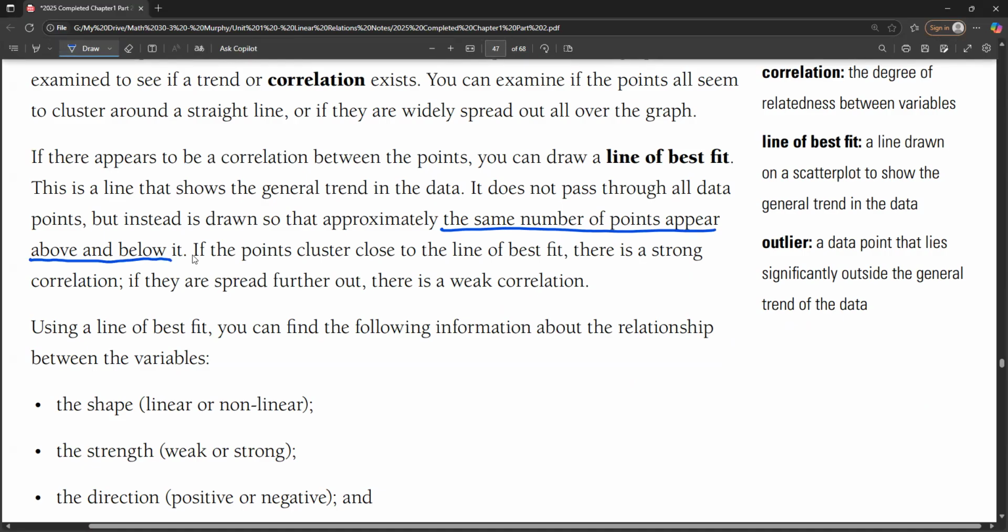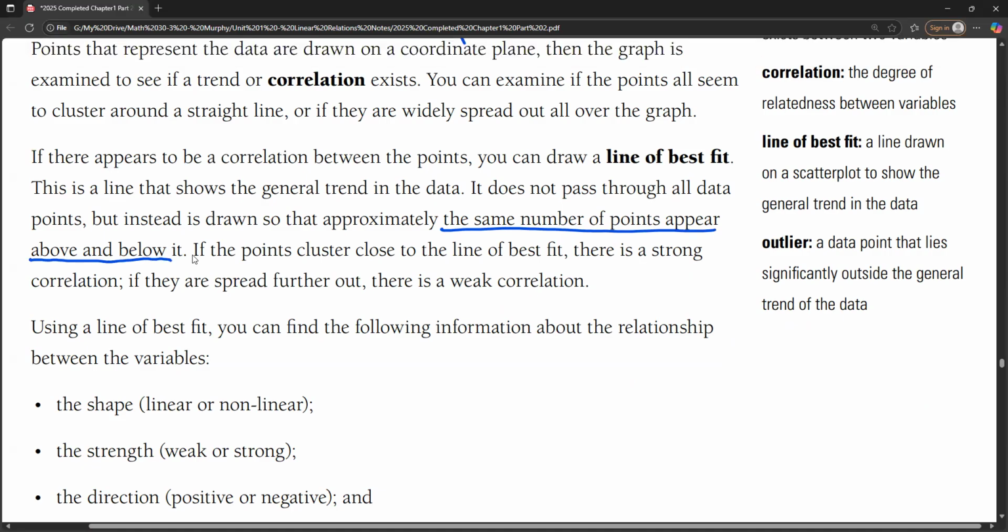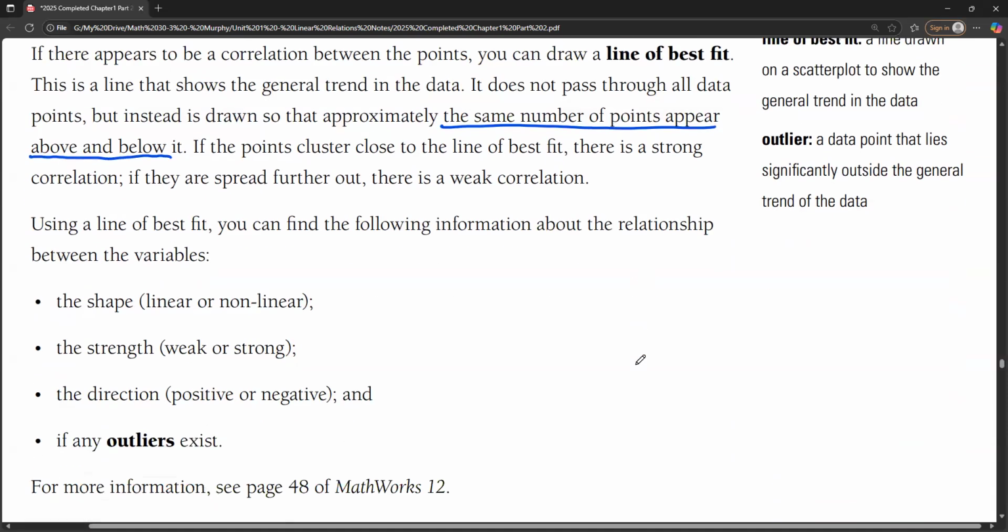It doesn't have to be perfect, but do your best. If the points cluster close to the line of best fit, there's a strong correlation. If they are spread further out, there is a weak correlation. And if you're wondering what the word correlation means, it is the degree of relatedness between variables. Using a line of best fit, you can find the following information about the relationship between the variables.